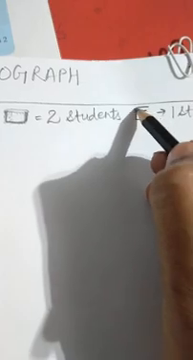Yes, and half of the cake, it means one student. Yes, if half cake we draw, it means one student. Yes, now see how to draw the pictograph. Firstly we will write January.